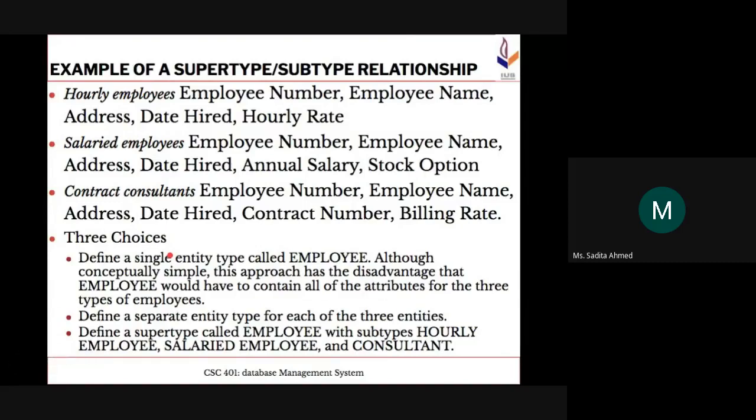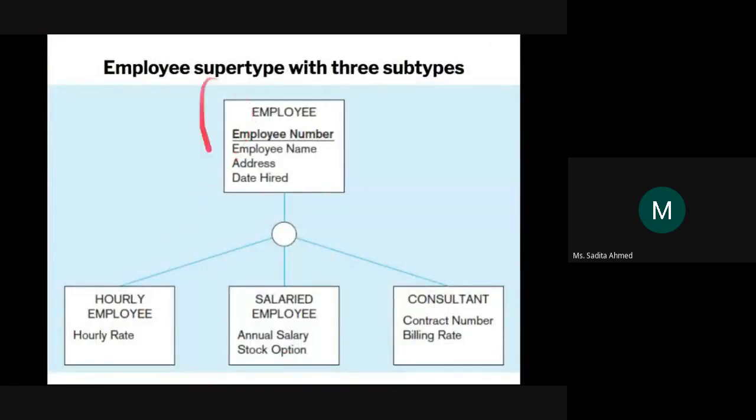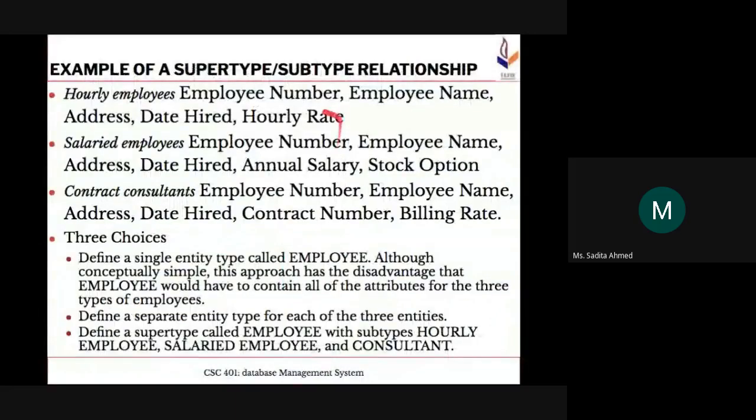Employee entity ও থাকবে, hourly employee entity ও থাকবে, salaried employee entity ও থাকবে, contract consultant ও থাকবে, 4টা entity থাকবে. However, we'll have a parent entity. Parent class যেরকম থাকে, একটা parent entity থাকবে. What will be our parent entity? The employee entity will be our parent entity. All right? Employee will be our parent entity, and the 4 common attributes.